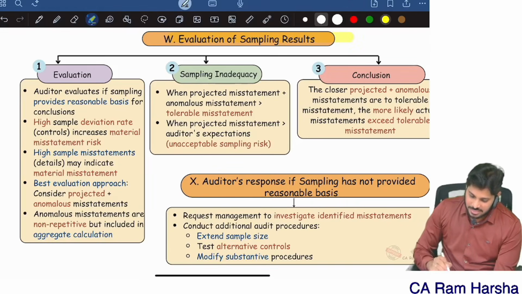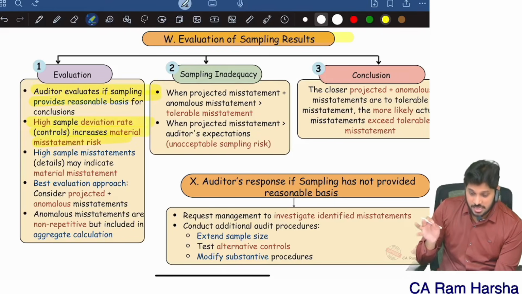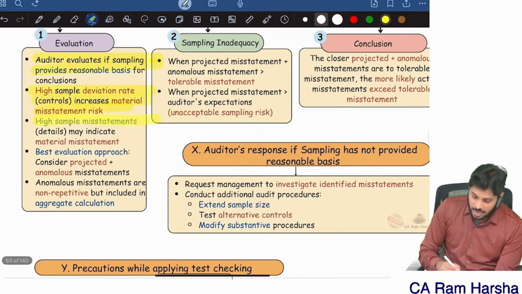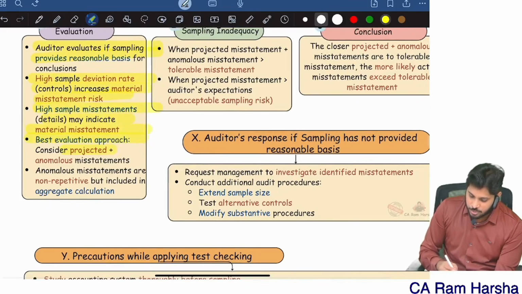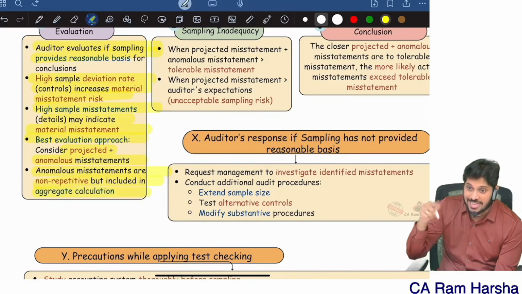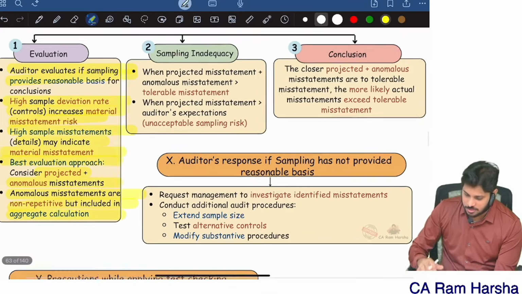Evaluation of sampling results. The auditor evaluates whether the sample provided a reasonable basis or not. High sample deviation increases the risk of material misstatements. High sample misstatement indicates material misstatement. Best evaluation is what? Projected plus anomalous. Both you need to consider and then evaluate. Correct? Anomalous misstatements are non-repetitive but included in the aggregate calculation for total misstatement purposes.